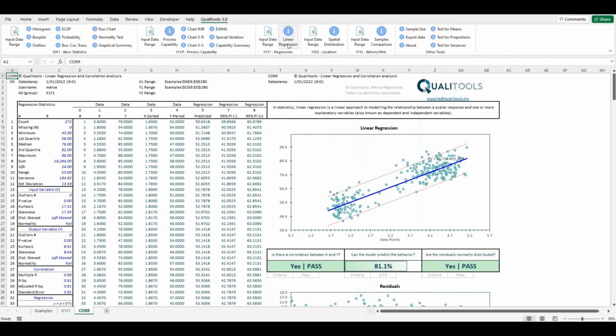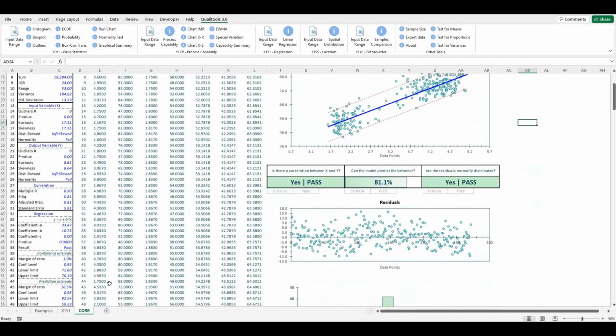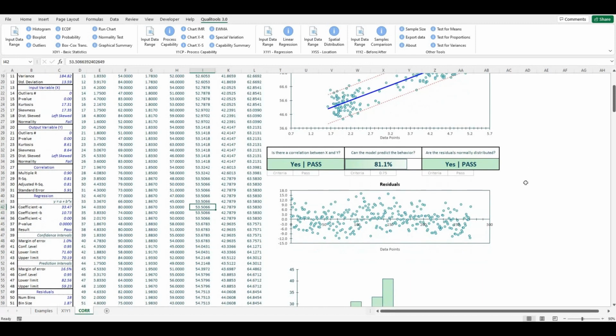For this specific case, we can observe in the first graph that we have several observations outside of the prediction interval. If we review the statistic on row 45, we can realize that the prediction interval is 16.5%. This is also known as the error margin or uncertainty range. For this case, we have 272 observations. That, for a capability analysis, is good.